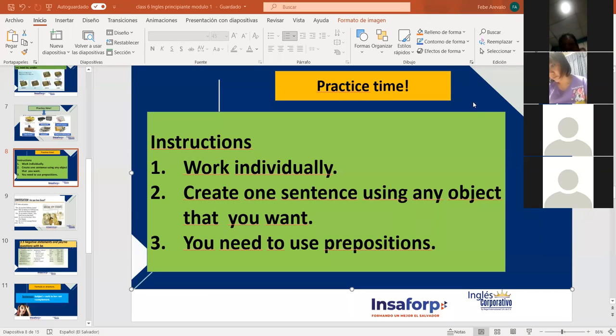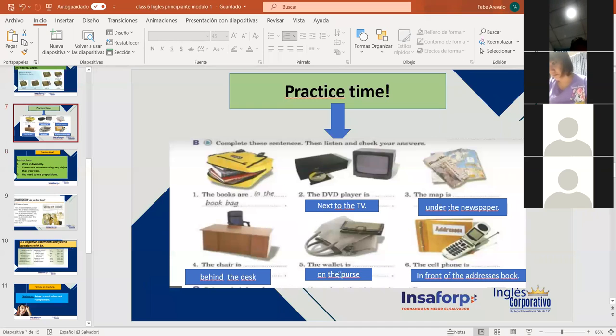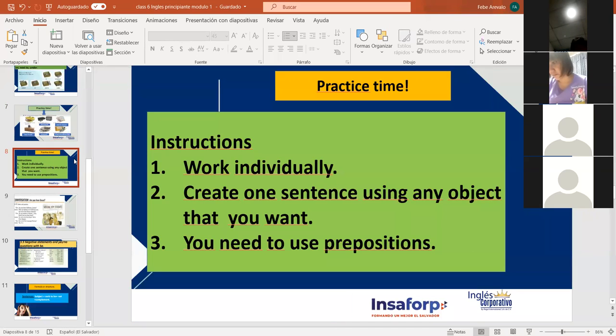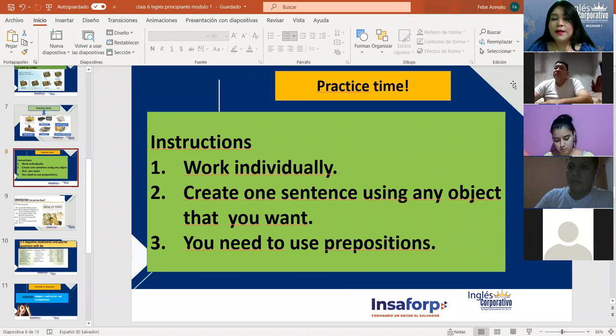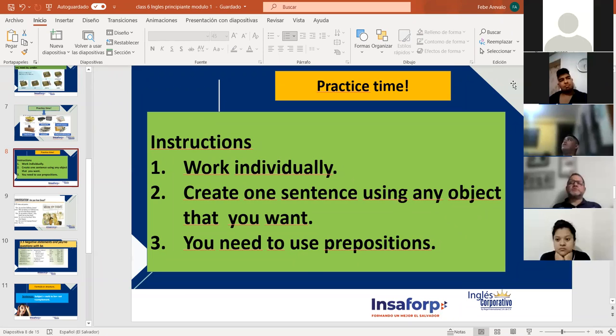Let's see, Miguel, ¿está encima o adentro? Encima. All right, entonces es on. Check this out. On the desk. On the desk. Uh-huh, excellent, thank you. Let me see. Am I missing somebody else?